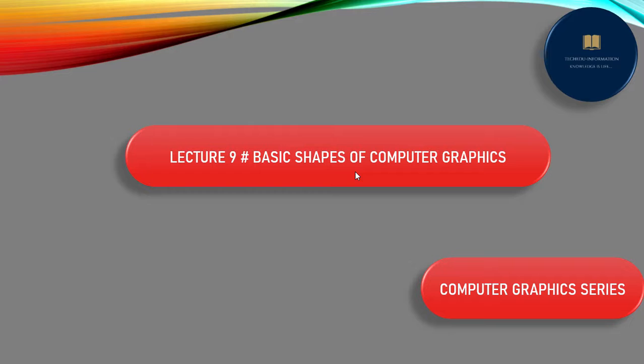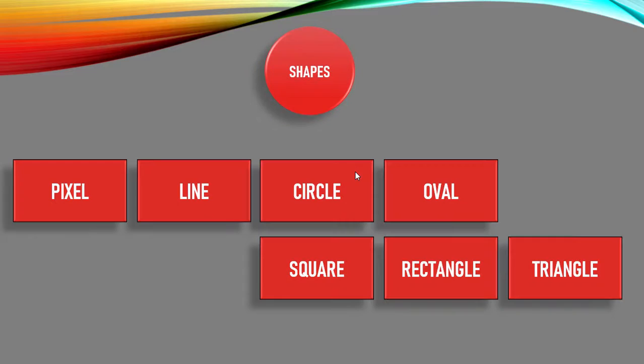In the previous video we have seen installation and setting up the graphics environment with Code::Blocks. Now we are starting with the basic shapes of computer graphics. In computer graphics there are a number of shapes available, from which pixel, line, circle, oval, square, rectangle, and triangle are the shapes we are going to see. Okay, so let us see the first one, pixel.